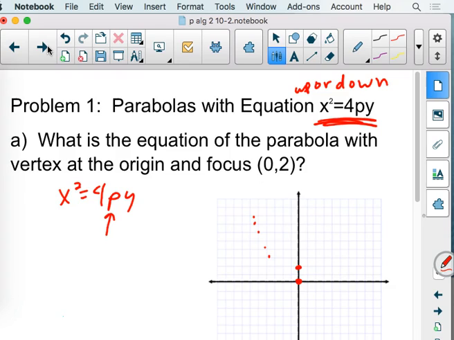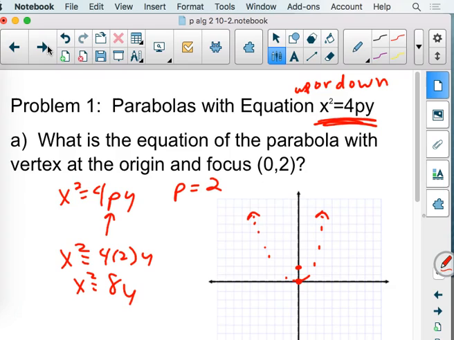And parabolas wrap around their focus. And I'm doing that dash because I don't know if that's exactly what the parabola looks like. I just want to get an idea of what's going on, and I see, well, this one is opening up. That's what's going to happen here. So if it's up, I don't need a negative. All I need to do is be able to count from the vertex to 0, 2. And that's 2. So if P is 2, x squared is going to equal 4 times 2, y. X squared equals 8y. That's done.